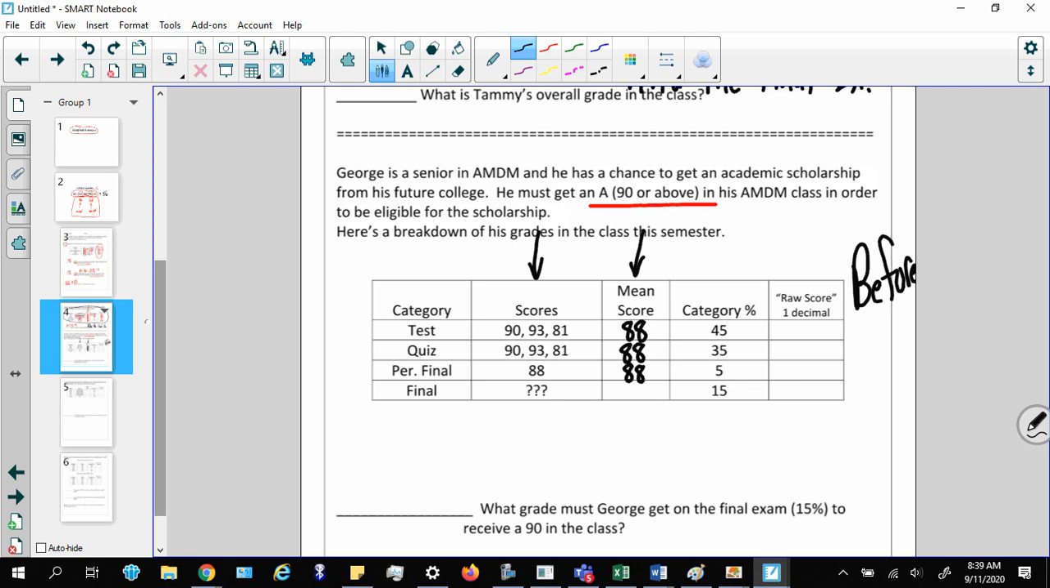So I'm going to multiply each of these by the percentage, and I get 39.6 for the raw score, and I get 30.8, and then 88 times 0.05, it should be 4.4. There it is, 4.4. Now, what grade must George get on the final exam?